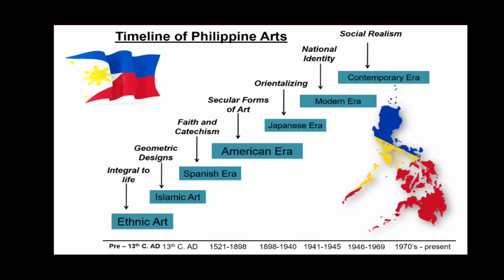Now, this is the timeline of Philippine arts. From ethnic art, the focus is that it is integral to life. Islamic art, ang focus niya is geometric designs. Spanish era, faith and catechism. American era, secular forms of art. Japanese era, orientalizing. Modern era, national identity. And contemporary era, social realism. We will discuss this one by one.